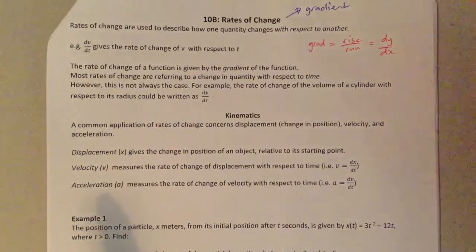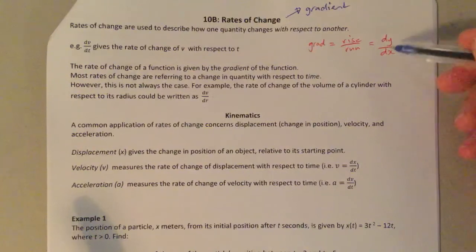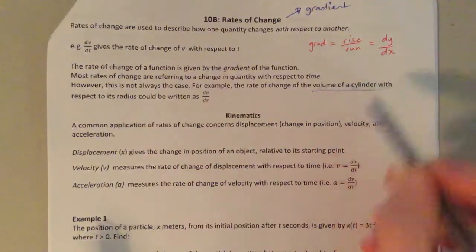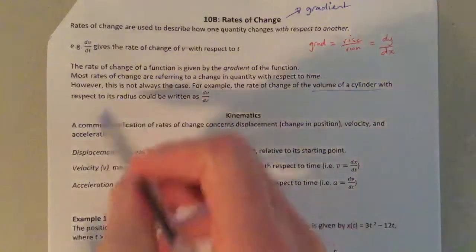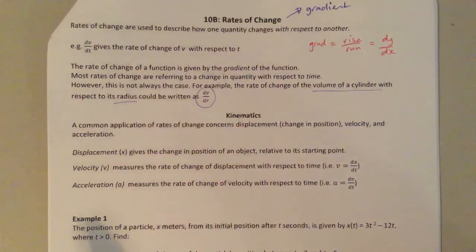For example, dy dx is how we write the derivative when our rule's just in terms of y and x. But if you had, say, the volume of a cylinder, and you were interested in how the volume changes with respect to the radius, well, that could be written as dv dr instead of dy dx, right? So this section is looking at how different quantities change, not just y and x. So it's an application here.